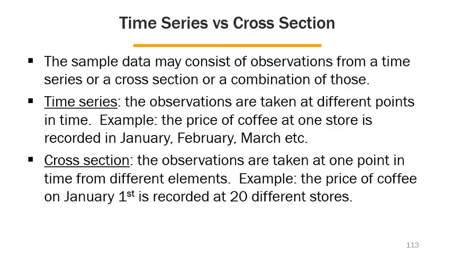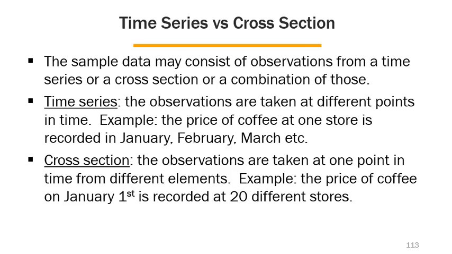We also have time series and cross-section data. The data that we are collecting could consist of observations from a time series or a cross-section, or it could be a combination of those. With a time series, the observations are taken at different points in time, and an example might be the price of coffee at one store, recorded in January, pick a date in January, in February, in March, April, May, and so on.